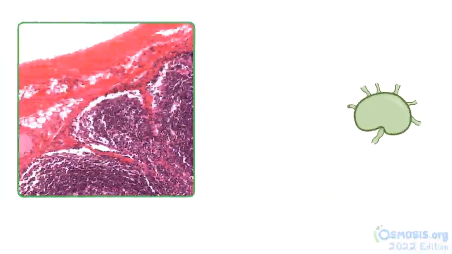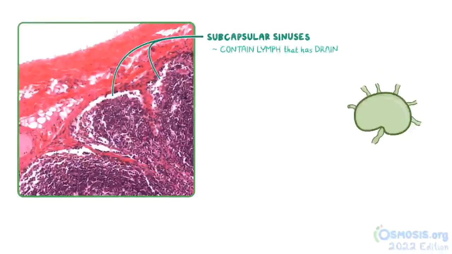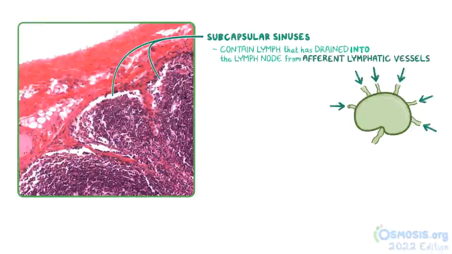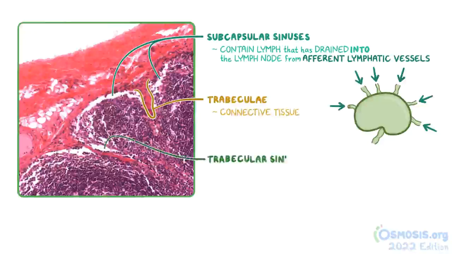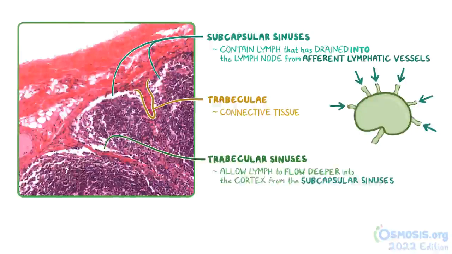If we take a closer look at the lymph node's capsule, there are spaces underneath the capsule called subcapsular sinuses. These sinuses contain lymph that has drained into the lymph node from afferent lymphatic vessels. Similar to the spleen, the capsule also extends into the parenchyma and forms trabeculae of connective tissue. But these trabeculae can also have narrow spaces surrounding them called trabecular sinuses. The trabecular sinuses allow the lymph to flow deeper into the cortex from the subcapsular sinuses.